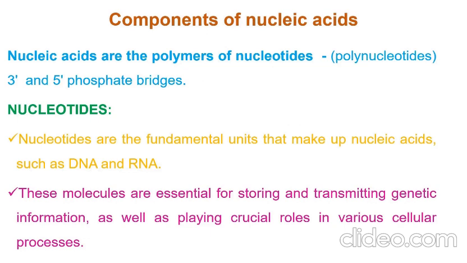Components of nucleic acids. Nucleic acids are the polymers of nucleotides held by 3' and 5' phosphate bridges. Nucleotides are the fundamental units that make up nucleic acids such as DNA and RNA, and these molecules are essential for storing and transmitting genetic information as well as playing important roles in various cellular processes.